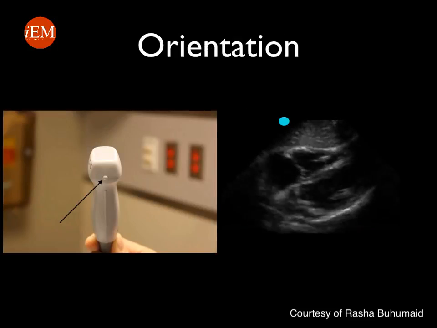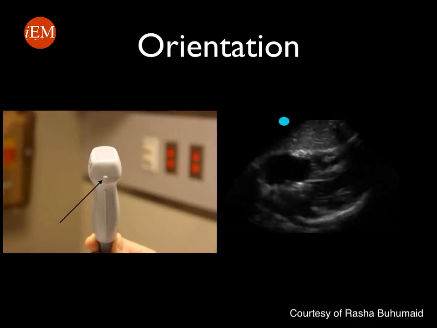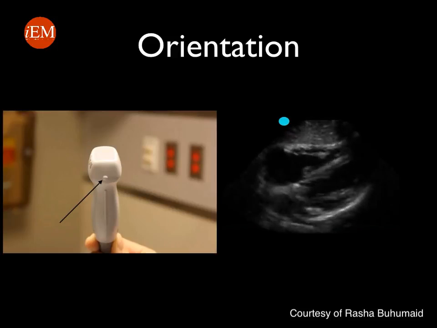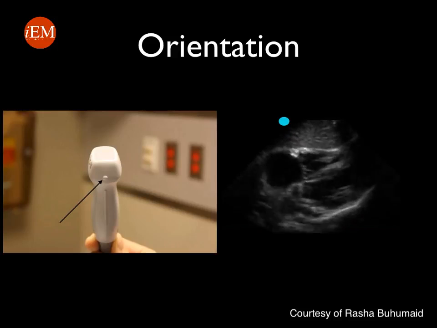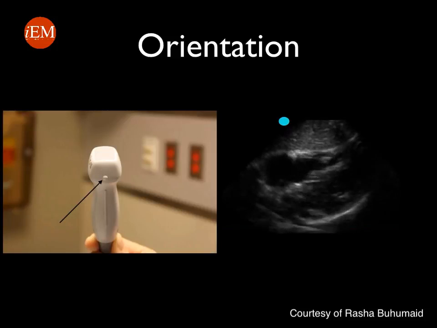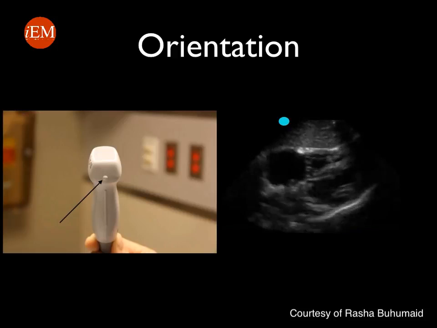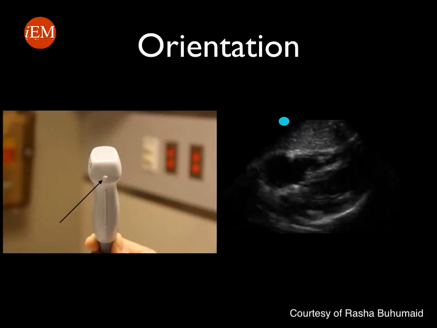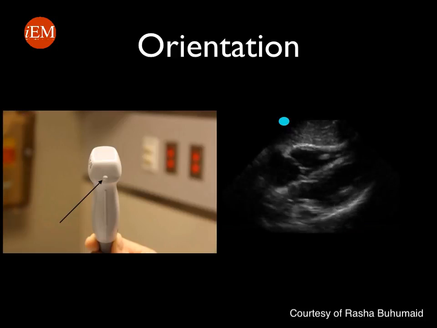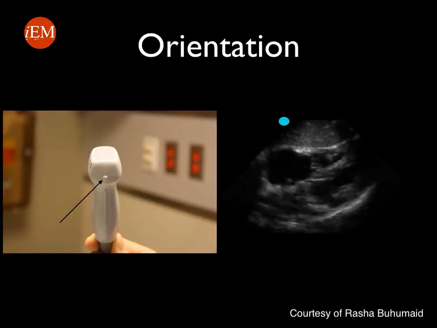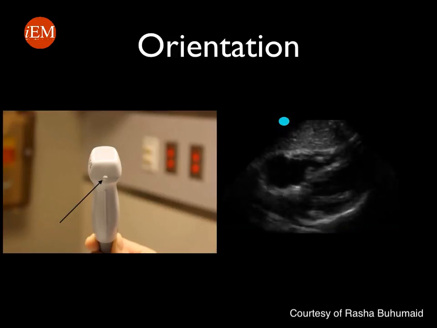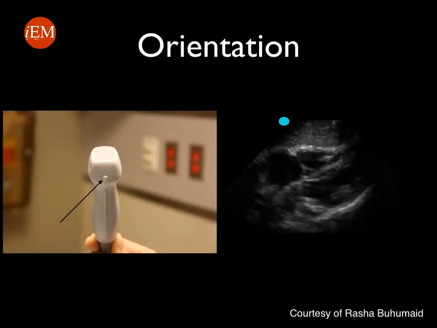A quick review of the orientation. Each probe has a dot that corresponds to the probe marker, and this probe marker corresponds to the green dot on the ultrasound image. It is very important to locate your probe marker before performing the study because that will help you have the correct orientation.